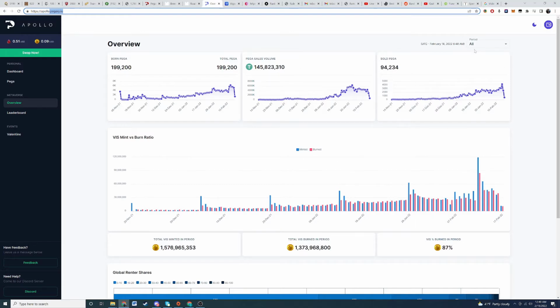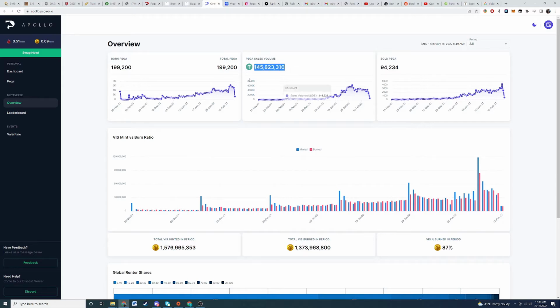Basically, I have the time period set to all, so this is going to show every bit of data from the inception of the project to right now in real time. We can see that 199,200 Pega have been born since the beginning of the project. Pegas that have been sold on the marketplace account for almost $150 million of sales volume. It looks like about half the Pegas that have been bred have been sold to other owners.